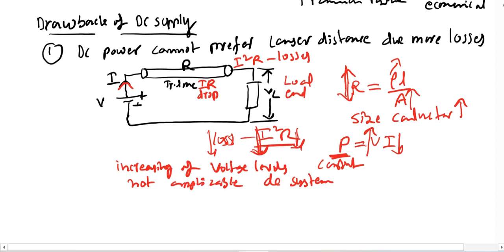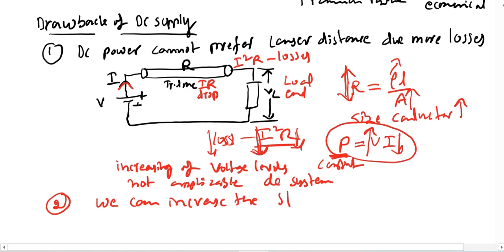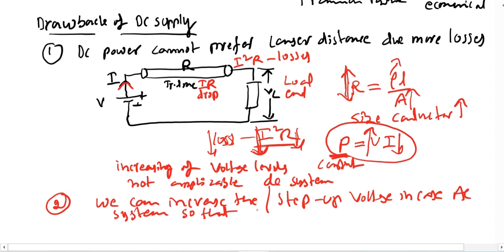Because this can be done in case of the AC system. The voltage level, we can step up the voltage, we can increase the voltage in case of the AC system, so that losses can be minimized.